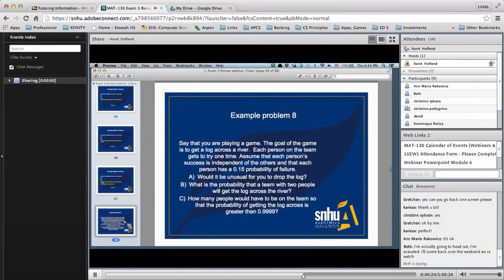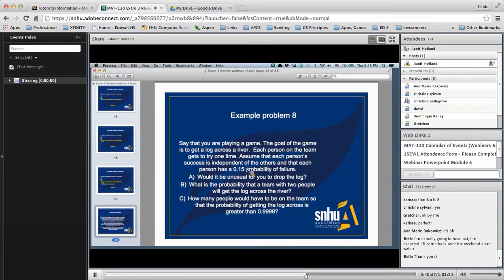Okay, so let's do problem 11. Let's say you're playing a game. The goal of the game is to get a log across a river. Each person on your team gets to try one time. Assume that each person's success is independent of the others, and that each person has a 0.15 probability of failure, meaning a 15% chance of dropping the log, not getting it across the river.